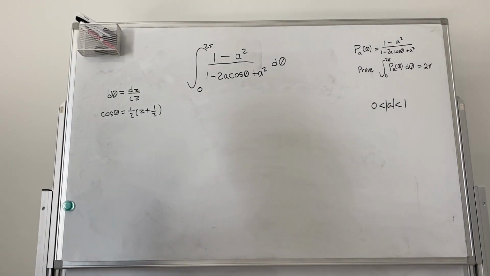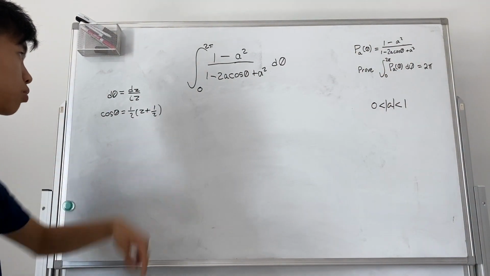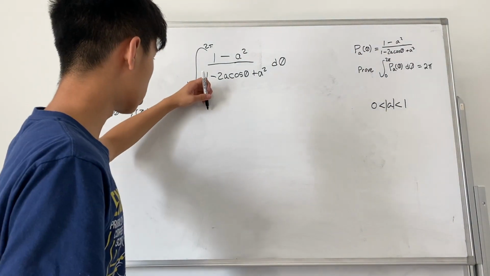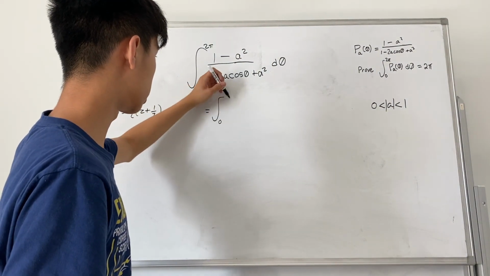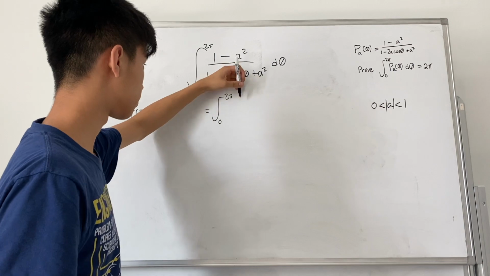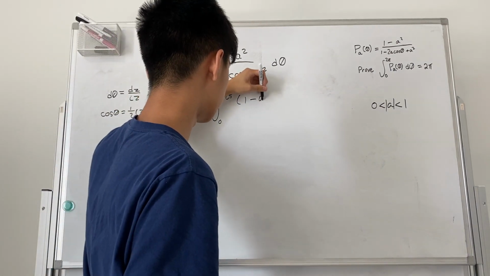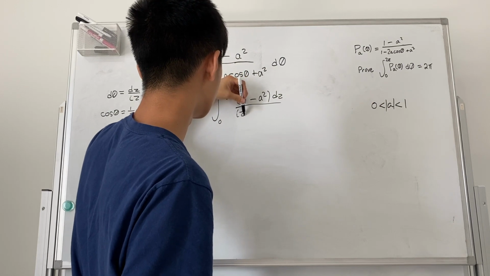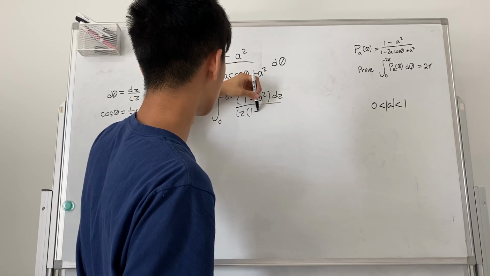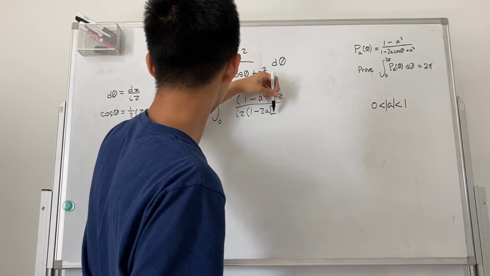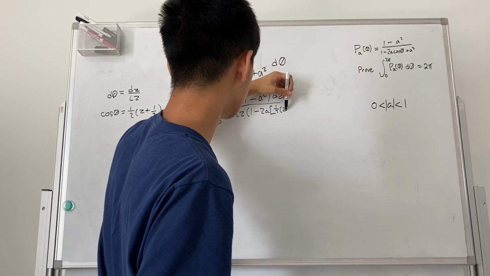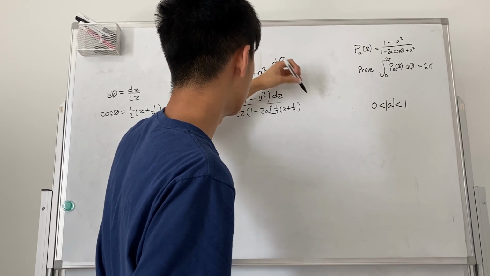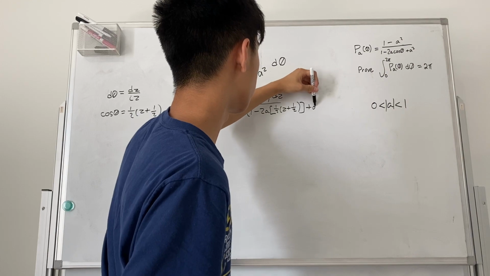So we can substitute in all of our expressions accordingly. So now we have the integral from 0 to 2 pi of (1 minus a squared) times dz over iz times 1 minus 2a times 1 half times (z plus 1 over z) plus a squared.